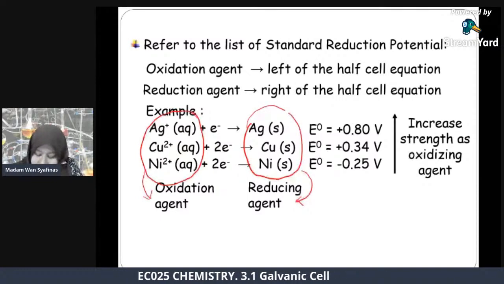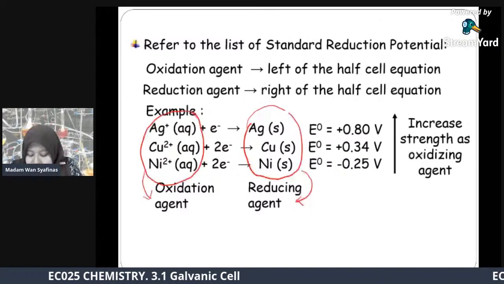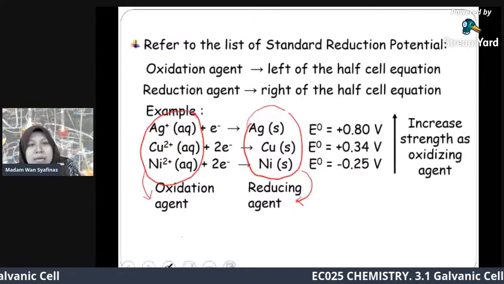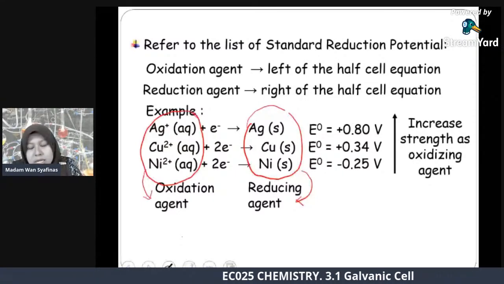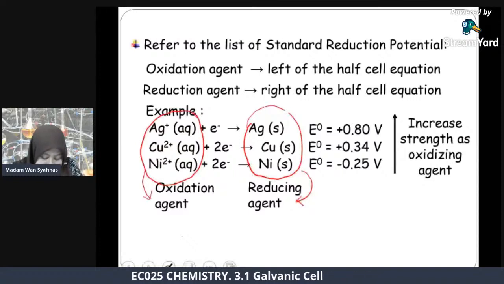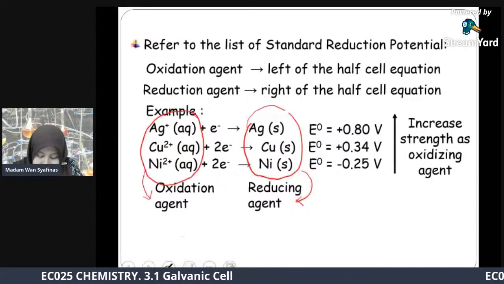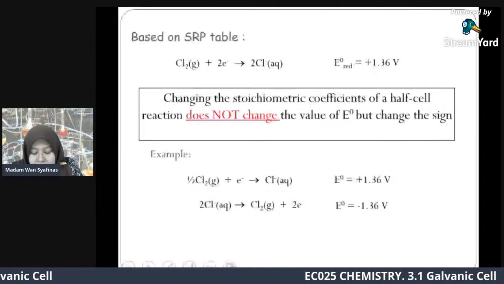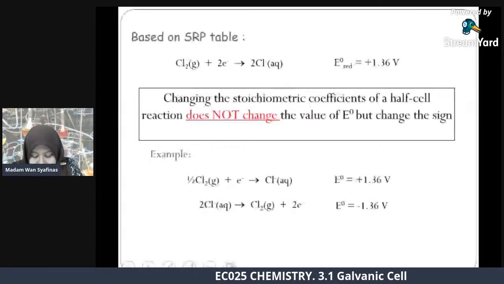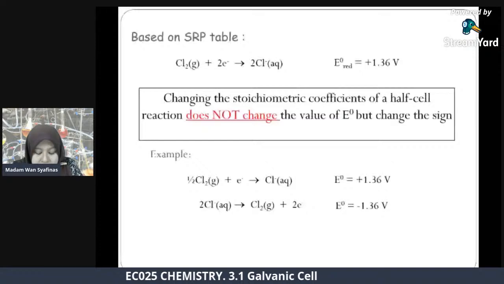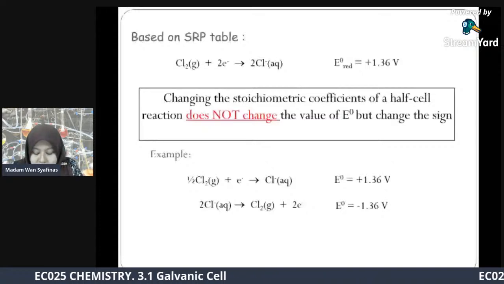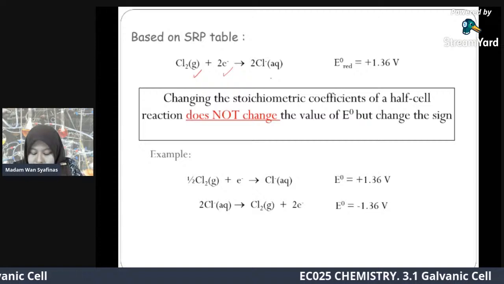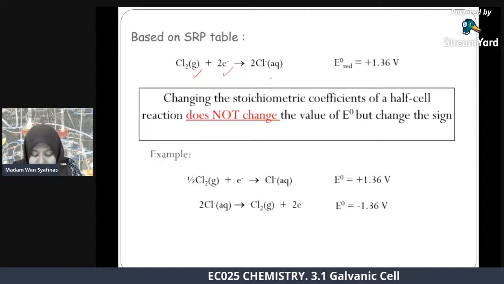Okay, so if you look at the table earlier, the higher up it is, it means the strength of the oxidizing agent increases. Based on the SRP table, for example, we have chlorine. Chlorine gas accepts 2 electrons and produces 2 chloride ions, aqueous. In reduction, we have positive 1.36 volt.